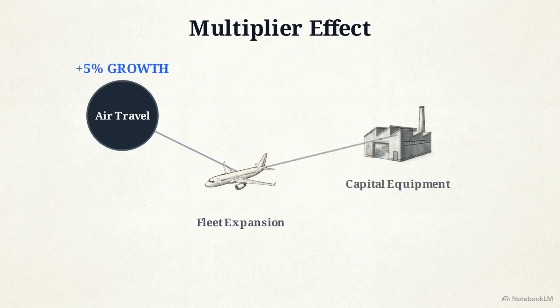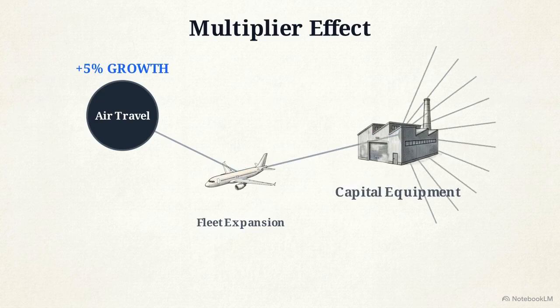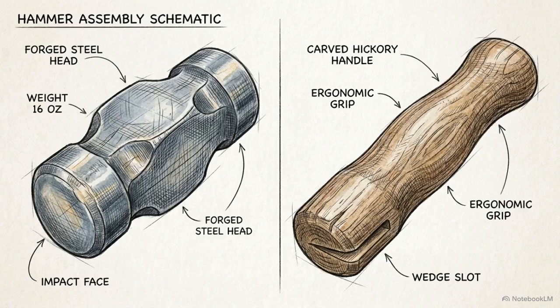A 5% increase in air travel can force airlines to expand their entire fleet, resulting in a disproportionate spike in orders for new aircraft and capital equipment. This demand is often joint, where the need for one item is tied to the availability of another.